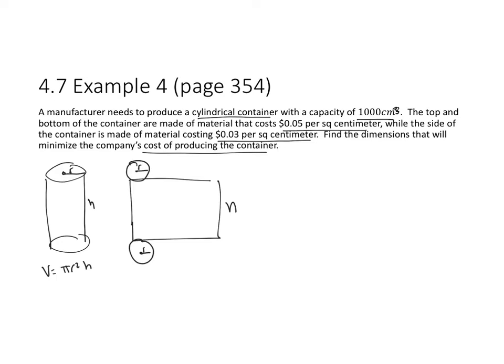If I was to roll out that circle to make this, it's actually the circumference of the circle. So it's 2 pi times the radius. So to find the surface area, I have 2 pi times the radius times the height plus the 2 circles for the lid and the bottom. That's going to be the area of both of those, 2 pi r squared.